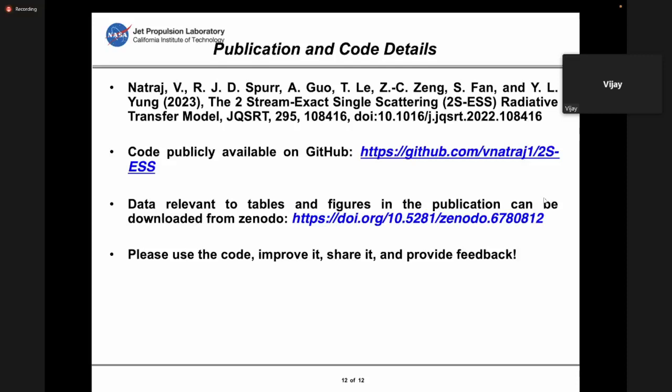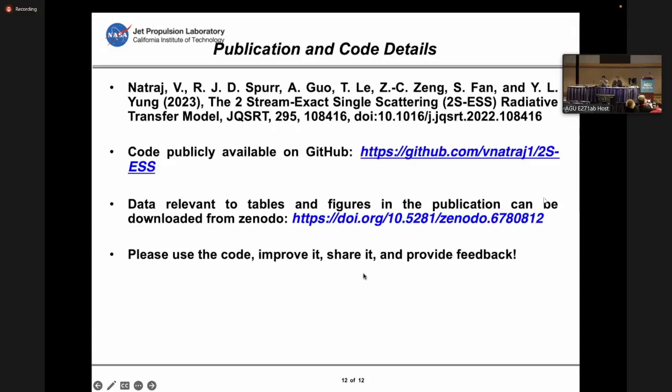And most important, this is publicly available. Please use the code, improve it, share it, and provide feedback. So thank you very much. I'll be happy to take any questions. Questions?